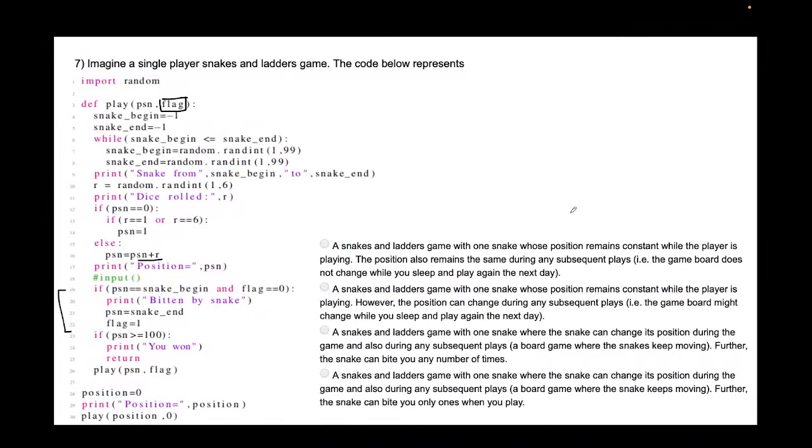Okay, so similar to last time, the position of the snake is randomly updated every time we play. So clearly we can eliminate options A and B. Both say that the position of the snake remains constant, so A and B are not true.